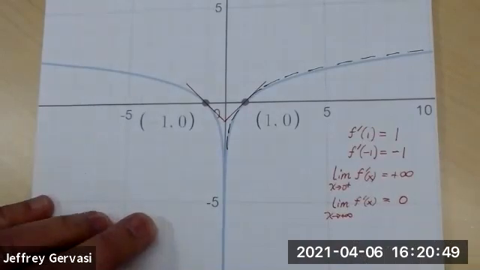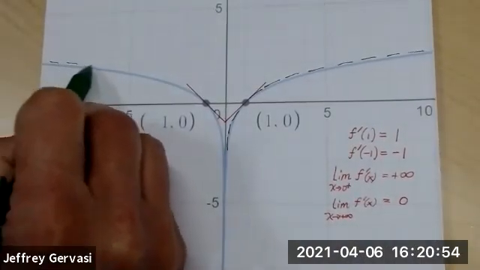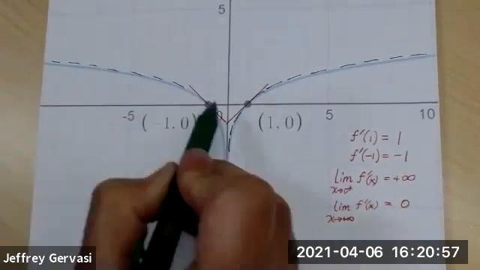Now you can use the symmetry of the graph, gang, right? Put some tangent lines on this side, all over the place on this side, put some tangent lines.